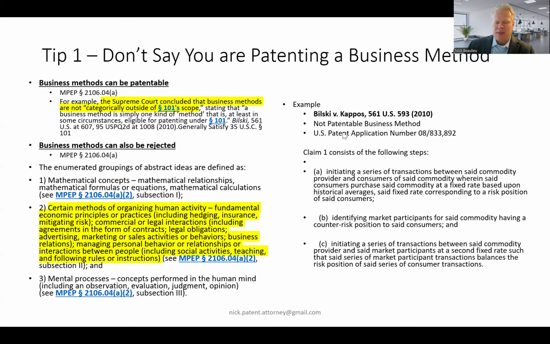This is a famous case example on the side. It's Bilski versus Kappos, and claim 1 from that case says, initiating a series of transactions between said commodity provider and consumers of said commodity, wherein said consumers purchase said commodity at a fixed rate based upon historical average, said fixed rate corresponding to a risk position of said consumers, identifying market participants for said commodity having a counter risk position to said consumers, and initiating a series of transactions between said commodity provider and said market participants at a second fixed rate, such that said series of market participant transactions balances the risk position of said series of consumer transactions. So that's some pretty technical legal jargon there.